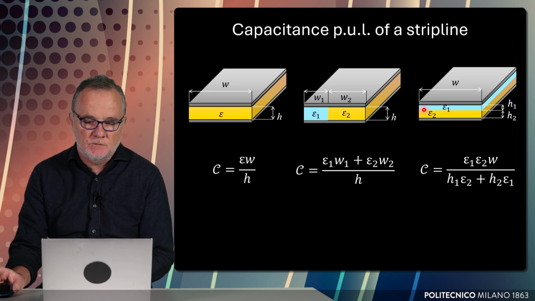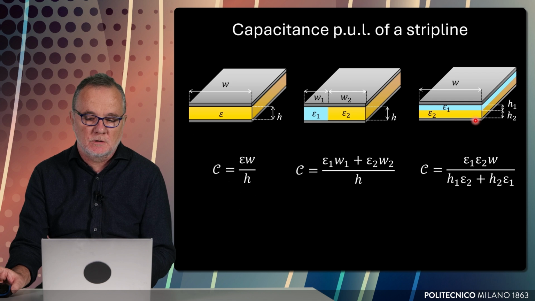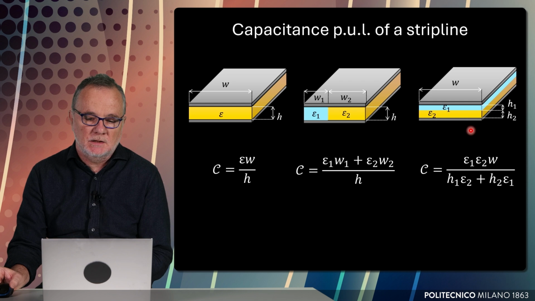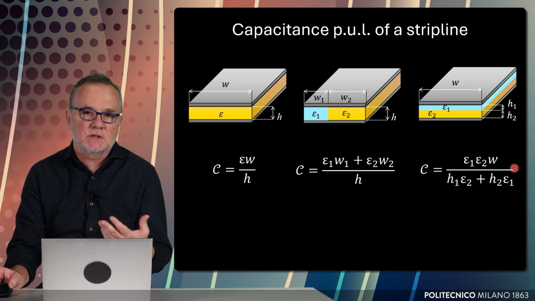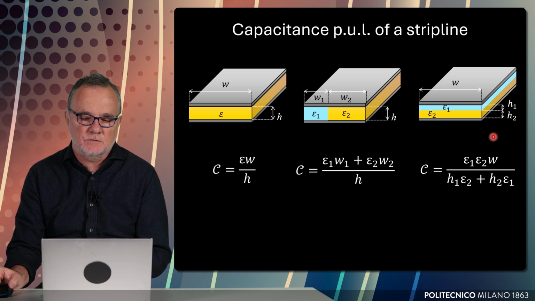Very similarly, if we instead substitute the internal material with two materials with different epsilon r but stacked, like in this picture, in this case, this geometry corresponds to the series of two capacitances, and the formula for the series of the capacitances is shown here, so that the total value of capacitance is less than either of the two.